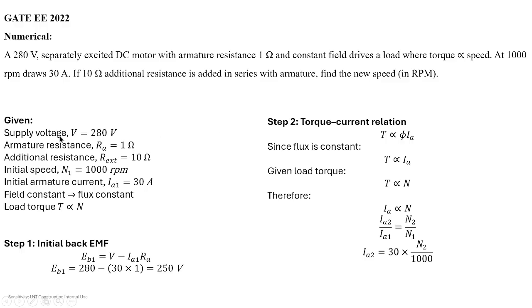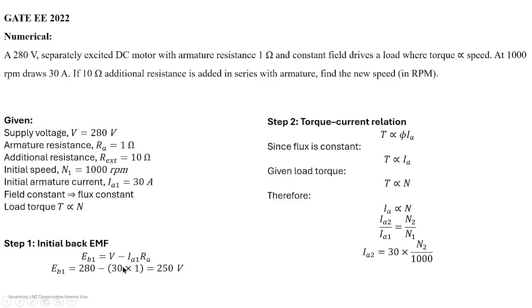So given that V is equal to 280 volt, this is the given parameter. R external is equal to 10 ohm, Ia1 is equal to 30 ampere, and torque is directly proportional to N, rated speed. So we have the initial back EMF is equal to V minus Ia1 R1. We have earlier said that V is 280 volt.